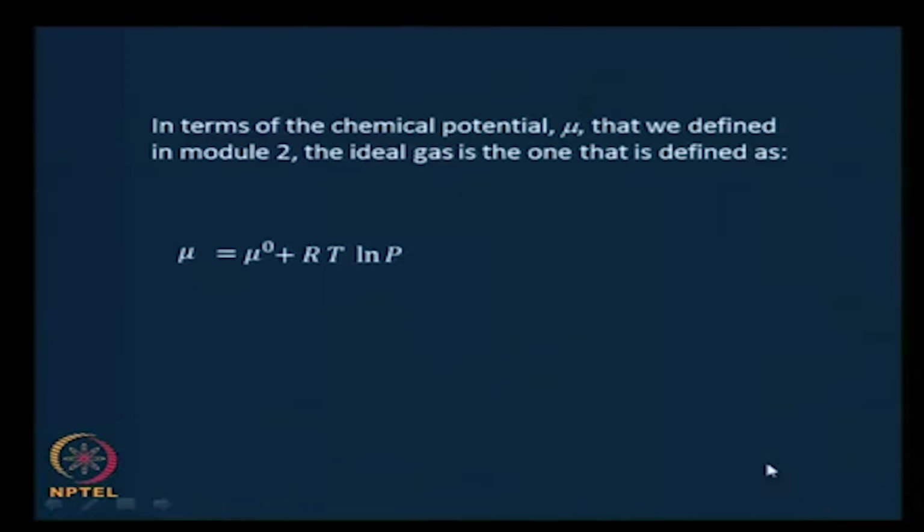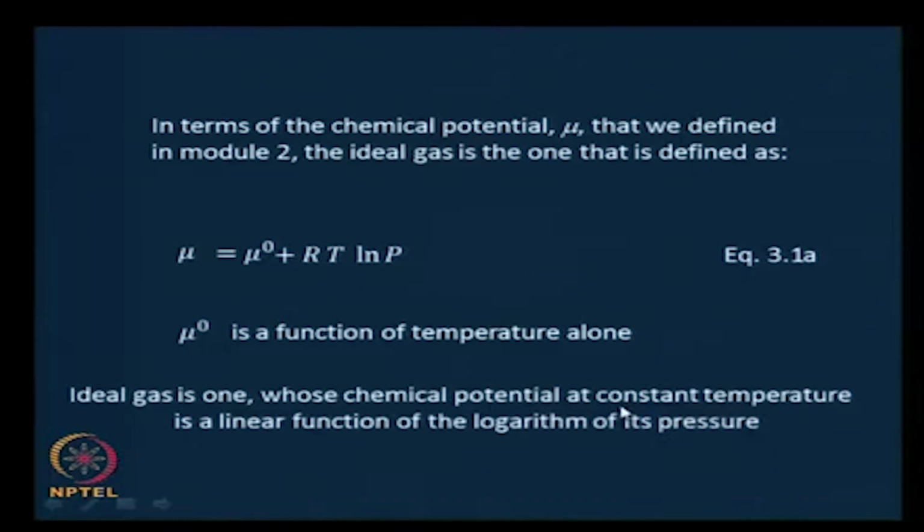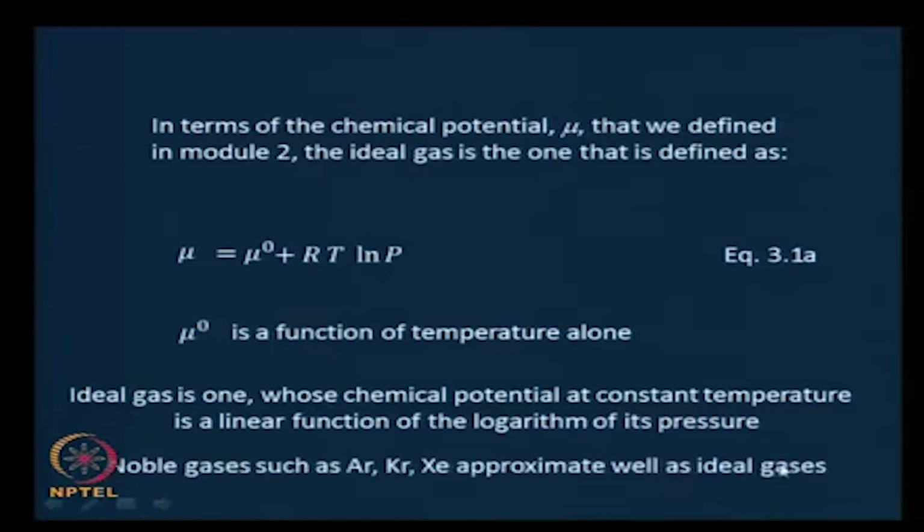This was our definition of an ideal gas in terms of the chemical potential, and hopefully you would have realized that this is pretty much the backbone of this course. We have written all in terms of the chemical potential and used that to relate various aspects. Here mu equals mu naught plus RT ln P for an ideal gas, where mu naught is a function of temperature alone, and an ideal gas is therefore one whose chemical potential at constant temperature is a linear function of the logarithm of its pressure.